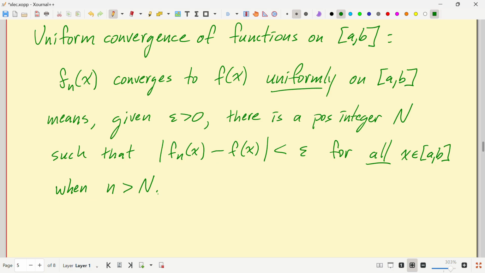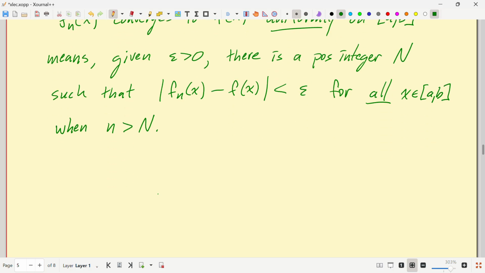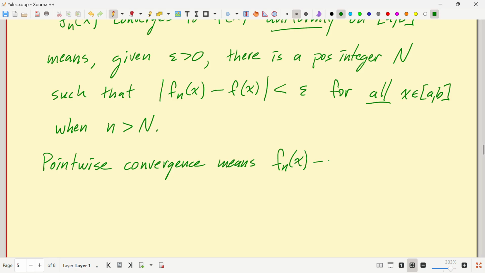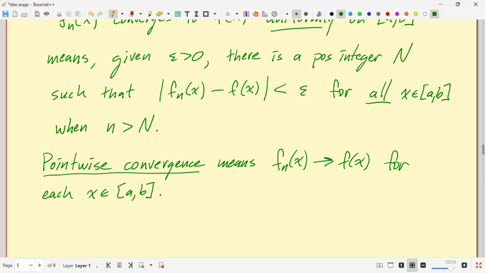And so the big facts, let's see, I should talk about pointwise convergence. Pointwise convergence simply means that f_n of x tends to f of x for each x. So uniform convergence is a much stronger concept than just mere pointwise convergence.